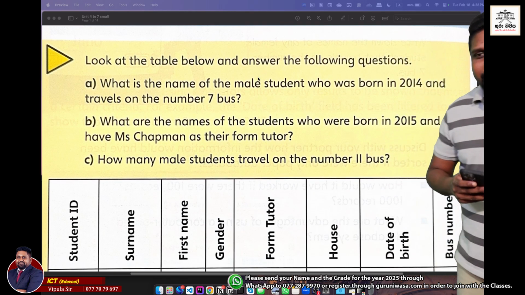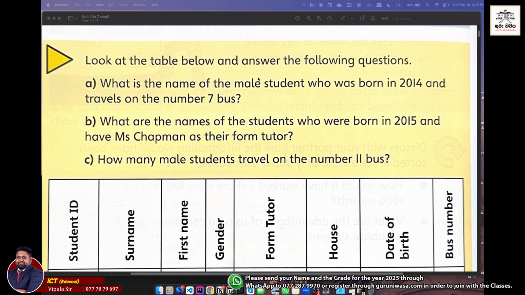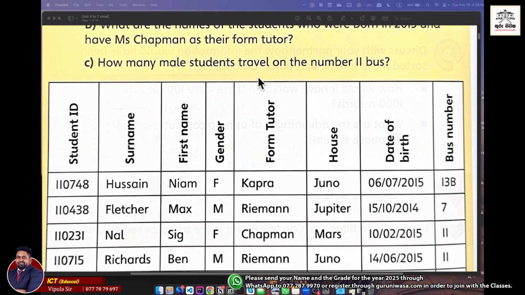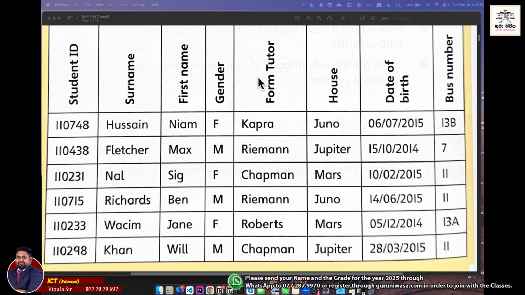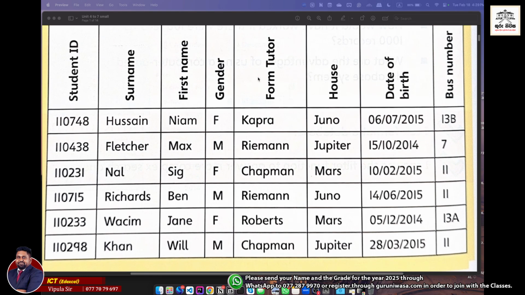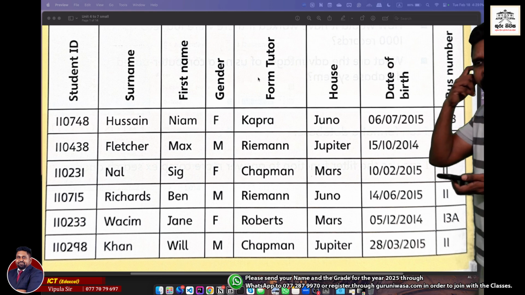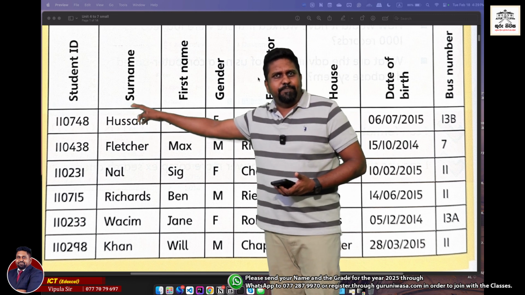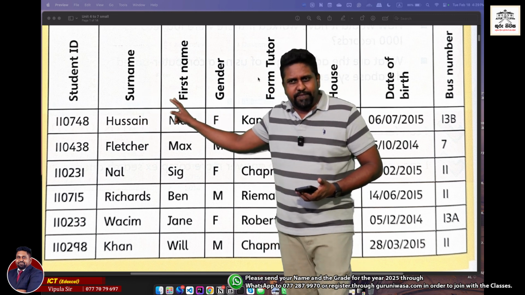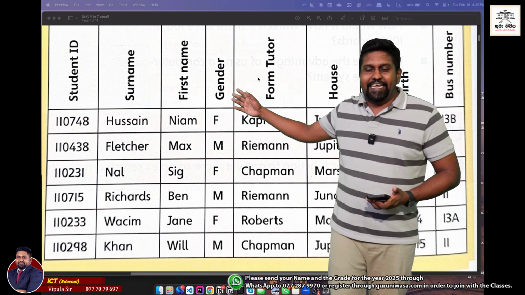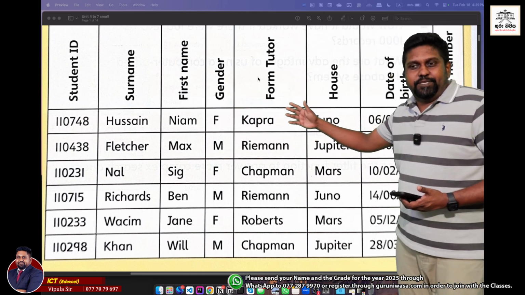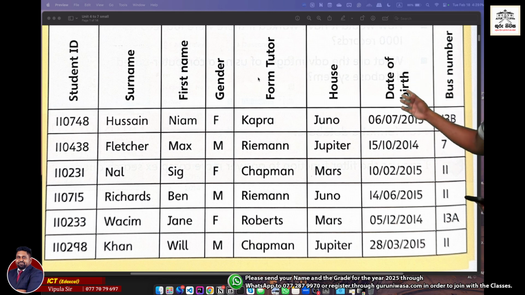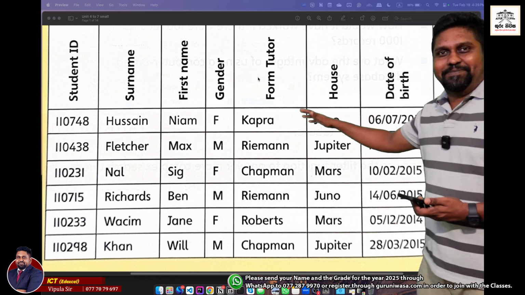So look at the table below and answer the following questions. There are a few questions. Let's first check the table and see what type of table this is. I think this is a table similar to what we saw earlier, right, at the beginning of the class. We have a student ID column, the surname, the first name, a gender, of course, the from tutor, the house, the birthday, and the bus number. So this is the same data structure which we are basically following, right?